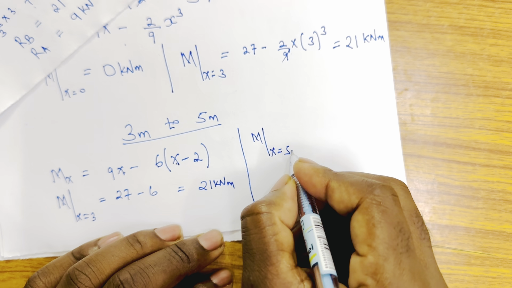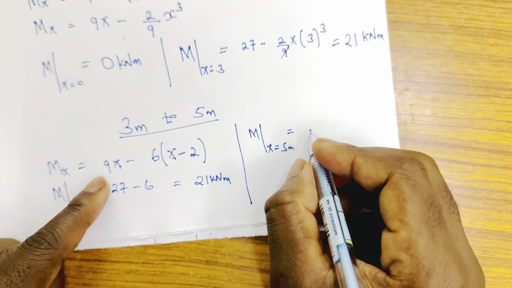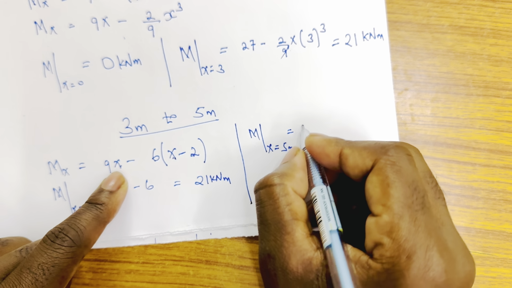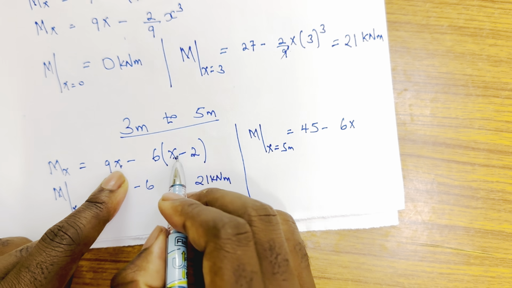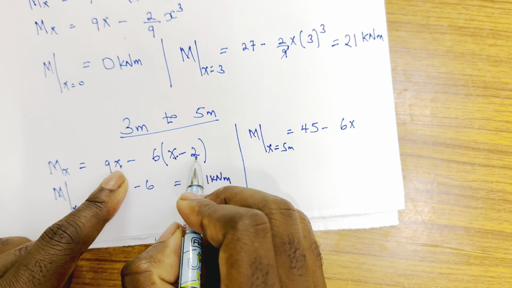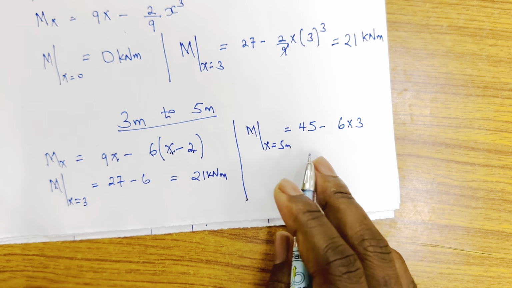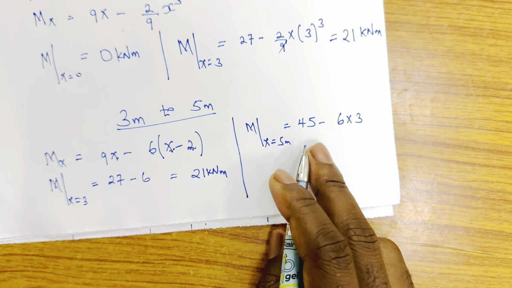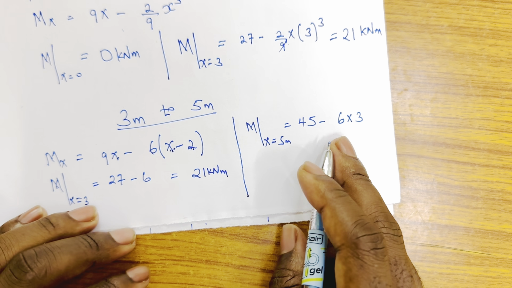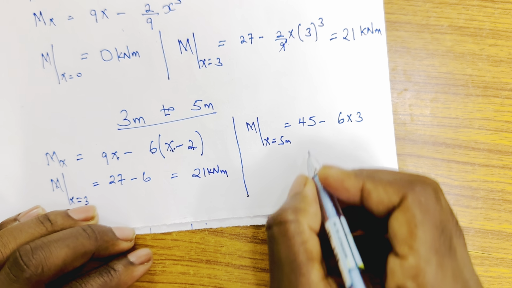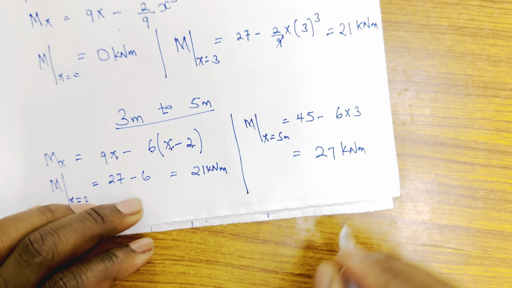5. Okay? So when my x is 5, in this case, I'm going to substitute 9 times 5. So 9 times 5 is 45, minus 6 times 5 minus 2, which is 3. 3 times 6, so this is 18. So what is the value of 45 minus 18? This answer is giving us a clean value, which is 27. This is 27 kilonewton meter.